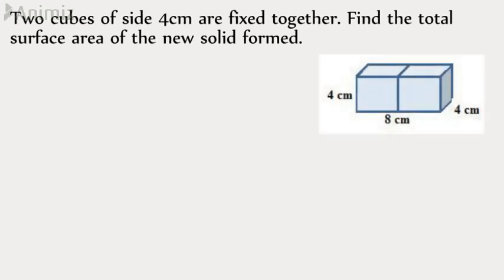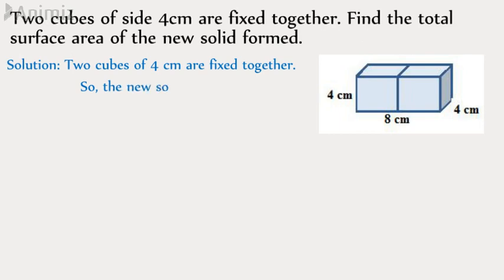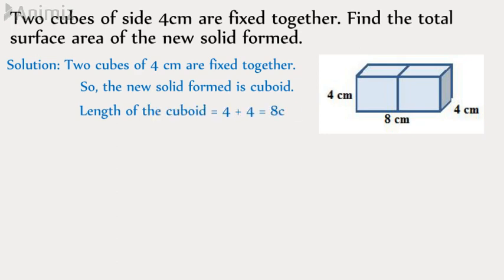Let's take another example. Two cubes of side 4 cm are fixed together. Find the total surface area of the new solid formed. Given two cubes of 4 cm are fixed together. So the new solid formed here is a cuboid. Therefore, the length of the cuboid is equal to 4 plus 4, which is equal to 8 cm. Breadth of the cuboid is equal to 4 cm, and the height of the cuboid is equal to 4 cm.